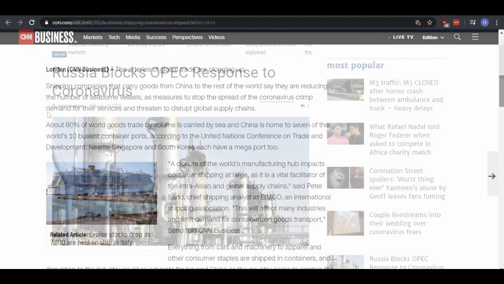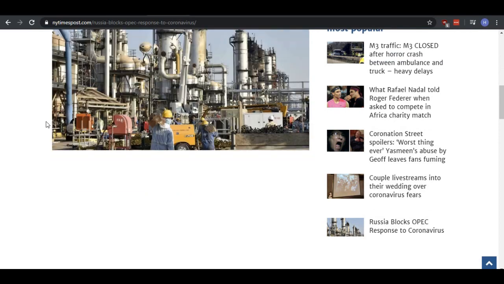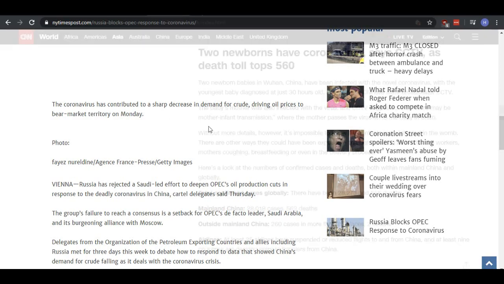global supply chains. From the New York Post: Russia blocks OPEC response to coronavirus. The coronavirus has contributed to a sharp decrease in demand for crude, driving oil prices to bear market territory on Monday. Vienna. Russia has rejected a Saudi-led effort to deepen OPEC's oil production cuts in response to the deadly coronavirus in China, cartel delegates said Thursday. The group's failure to reach a consensus is a setback for OPEC's de facto leader, Saudi Arabia, and his burgeoning alliance with Moscow. Moving on.